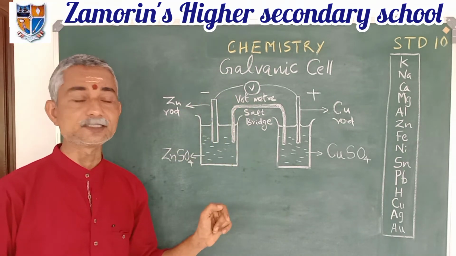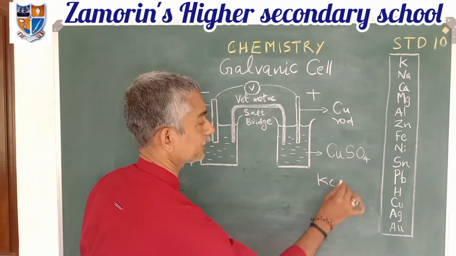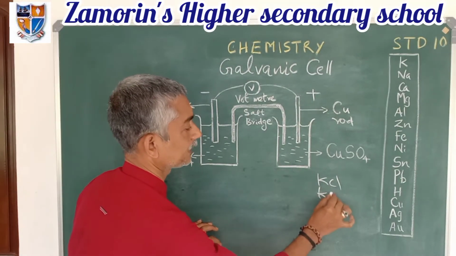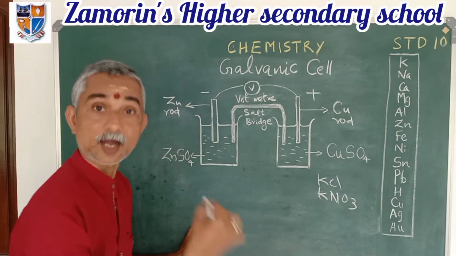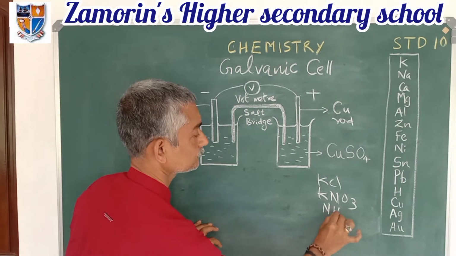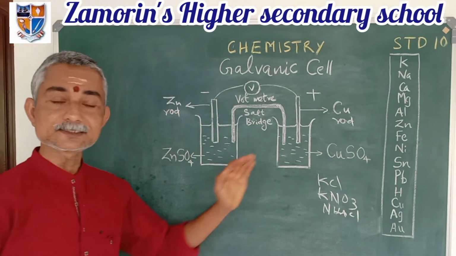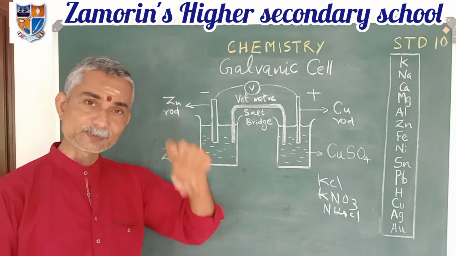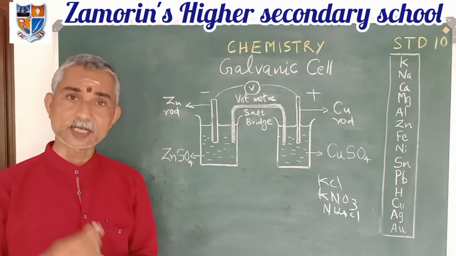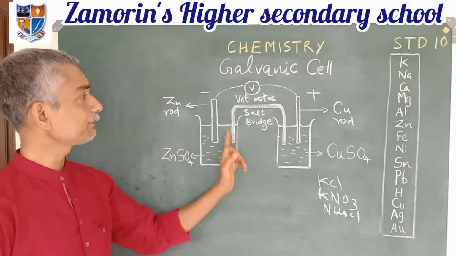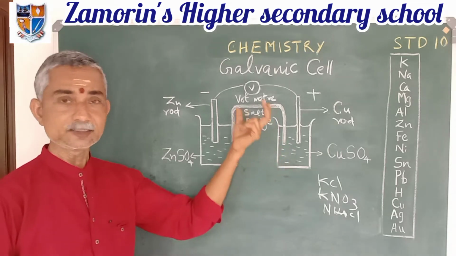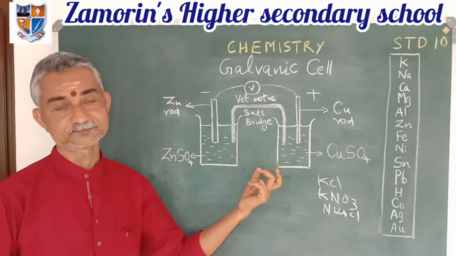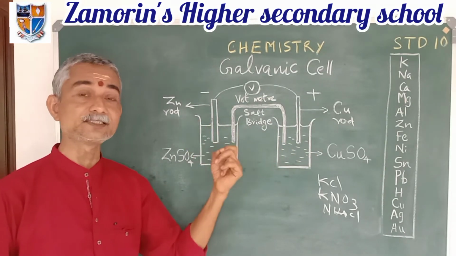In this salt bridge, potassium chloride, potassium nitrate, ammonium chloride, all these salts are mixed in jelly or agar, filled up in a U-tube and put in the beaker. So that is the salt bridge.